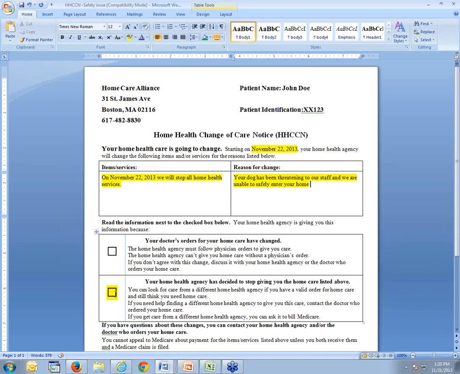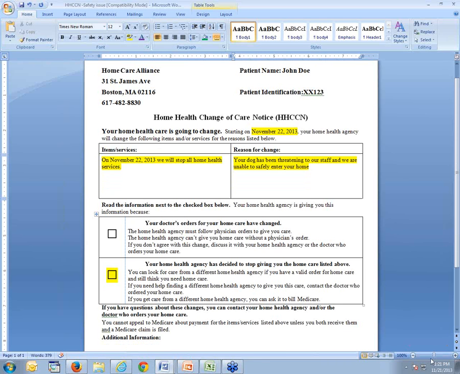And then you would go down and check this box. Unfortunately, my computer won't let me check it, so I just highlighted it for you. But you're told in the regulations to have the patient actually read the information in the box, because you're telling them that they can have a different home health agency if they have a valid home health order, and if you need help finding a different agency, they should contact their doctor. And also that they could get a different home health agency and ask to bill Medicare. So the regulations ask you to do that.